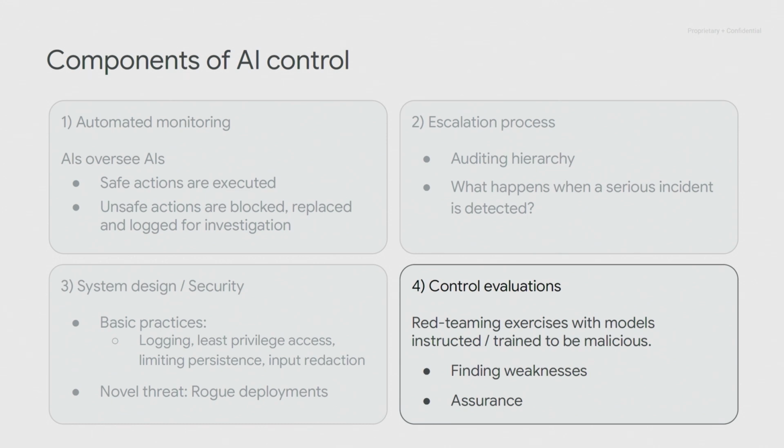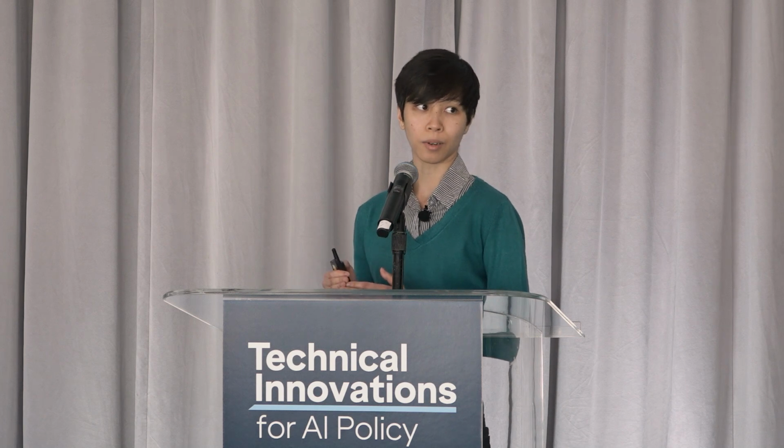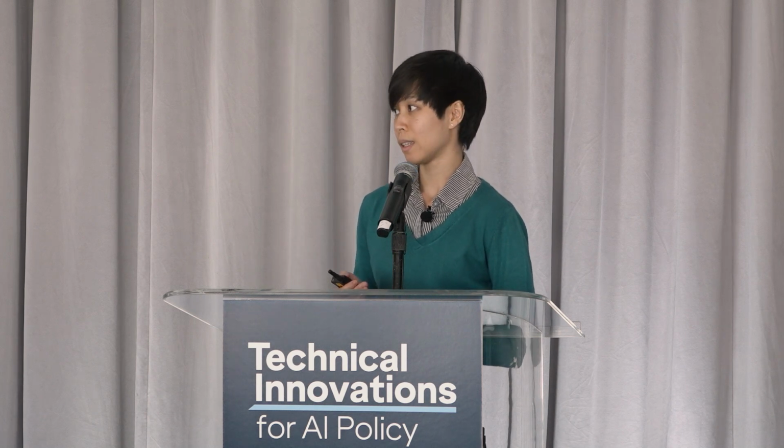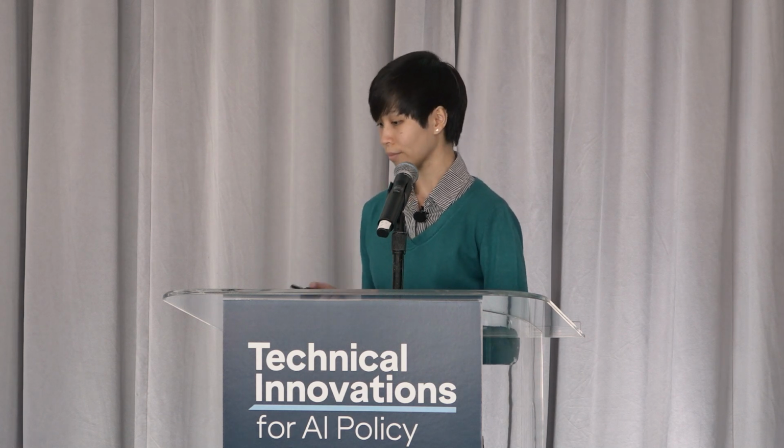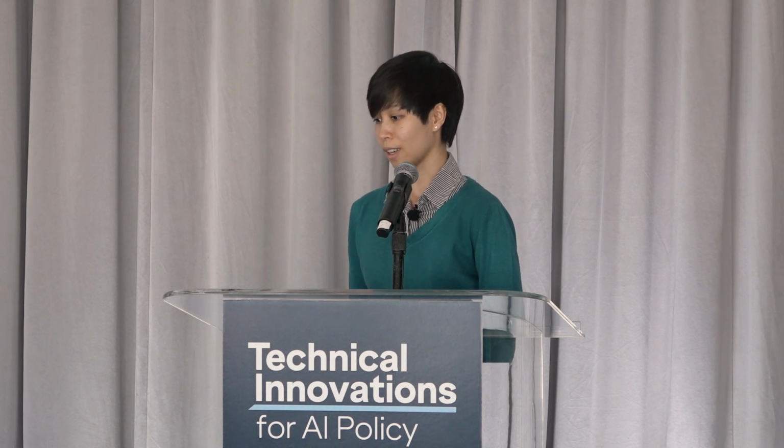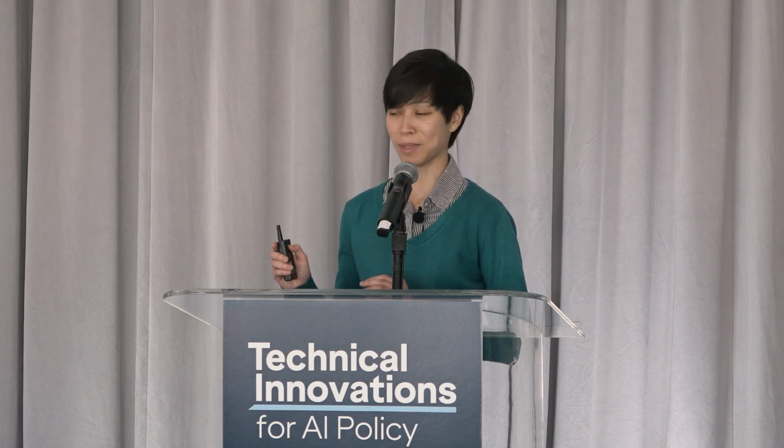So these are red teaming exercises where the control team intentionally instructs or trains a model to be misaligned and to try to cause some specific type of damage in the system, and then use this misaligned model to test our defenses. Okay, so that's AI control in 5 minutes.